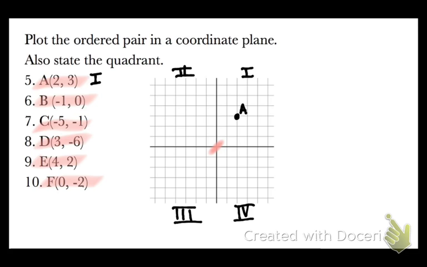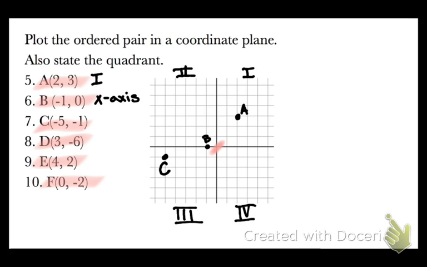So now pause the video and do point B. Now point B is on the x-axis. So it's not on a quadrant, so I just need to write down x-axis. Okay? Try C. Pause the video and do C.